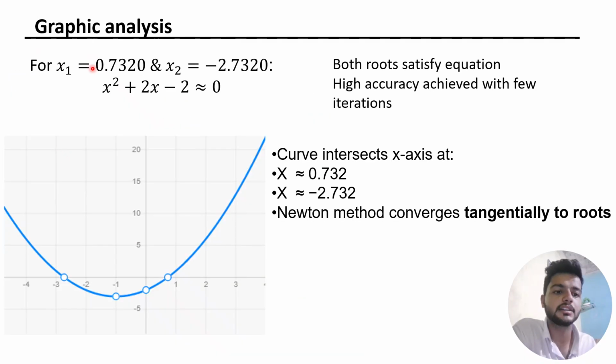Graphical analysis: x1 is equal to 0.7320 and x2 becomes minus 2.732. So both roots satisfy the equation with high accuracy, achieved with few iterations. The curve intersects the x-axis at x equal to 0.732 and x equal to minus 2.732. The Newton method converges tangentially to the roots. Thus the Newton-Raphson method provides us results in a smaller number of iterations.